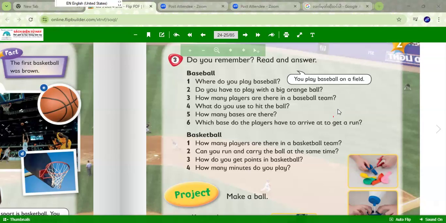Okay, next one, number 6. Which base do the players have to arrive at to get a run? There are 4 bases. Food to bay? Good. Food bay. Good job, you're correct. So the players have to arrive at food bay to get a run.